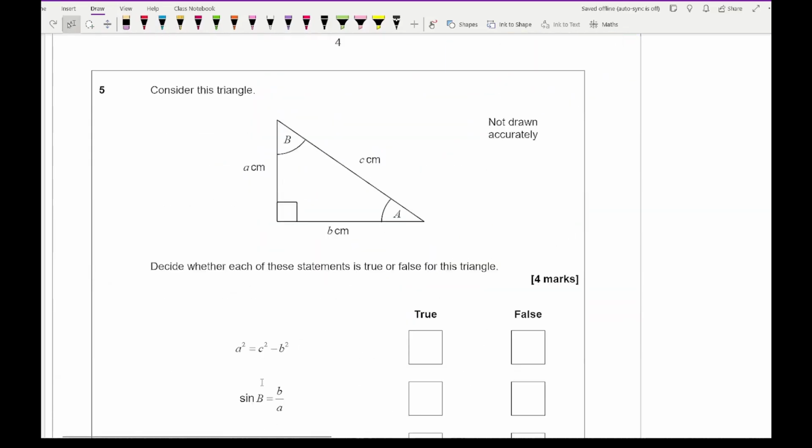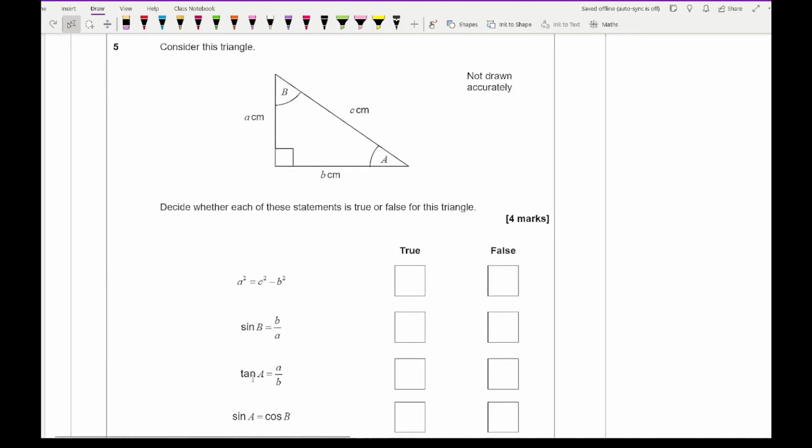Moving on to question 5, it says consider the triangle, decide whether each of these statements is true or false for this triangle. So let's have a look at this first statement. So the first statement says that a squared equals c squared minus b squared. Now this is using Pythagoras. A is one of the shorter sides, so it's going to be the longest side, which is c, take away the square of b, so that is true.